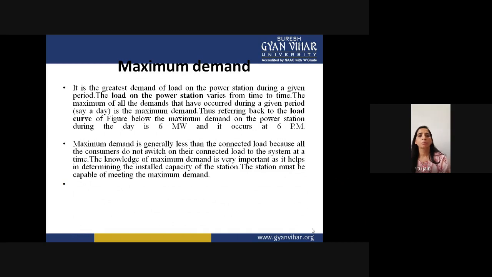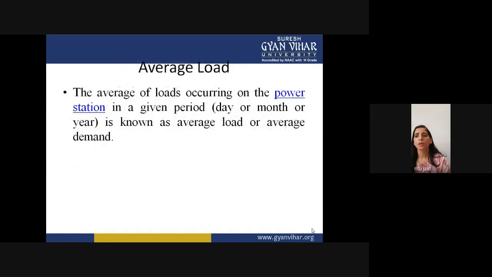So maximum demand is generally less than the connected load because all the consumers do not switch on their connected load to the system at a time. So the knowledge of maximum demand is very important and it helps in determining the installed capacity of the station. So the station must be capable of meeting the maximum demand. Now, what is your average load? The average load is the load occurring on the power station in a given period, day or month.